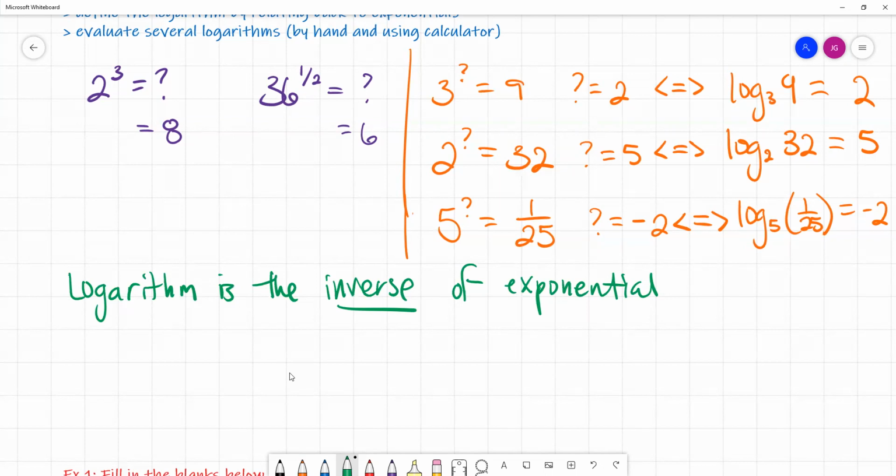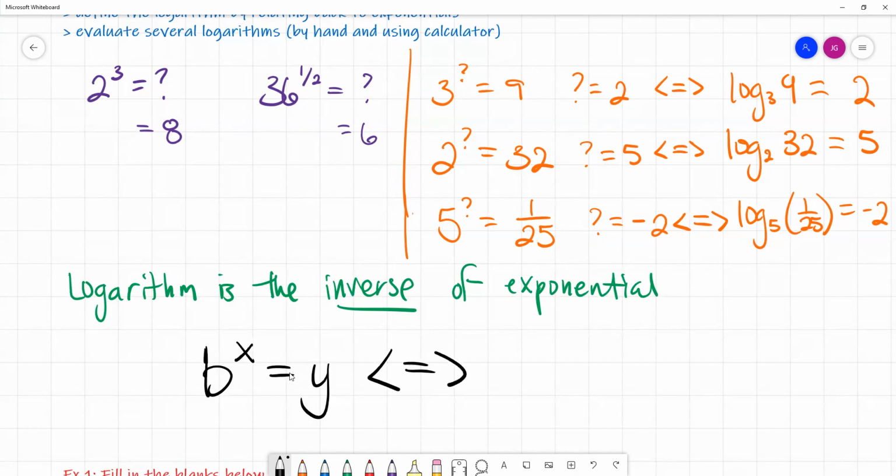Because of that, here's how I can go back and forth between them. If I have a statement in exponential form, b to the x power is equal to y, some base to the power of x is equal to y.